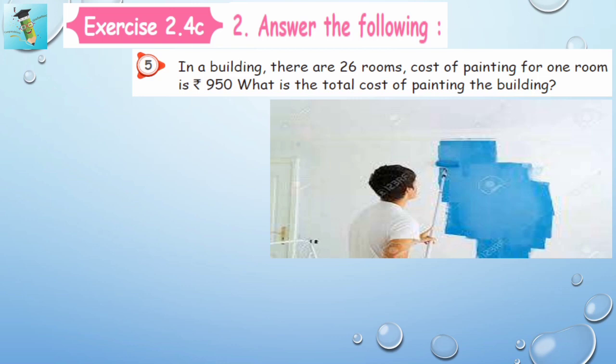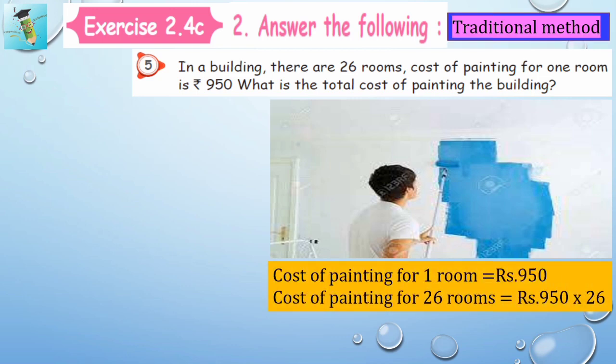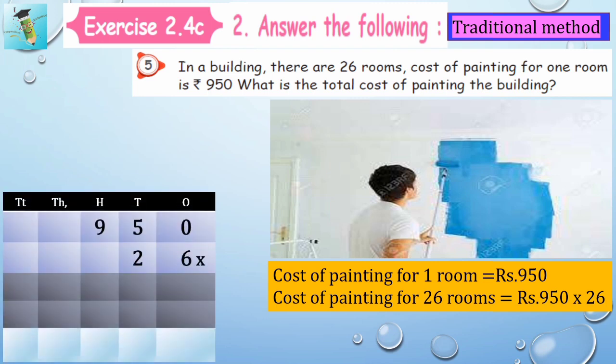So we are going to find now. For this also I select the traditional method. See here, before we need to write, isn't it? Fine. Cost of painting for one room equal to rupees 950. That means for 26 rooms we have to enter like this. Good. Now come to this.